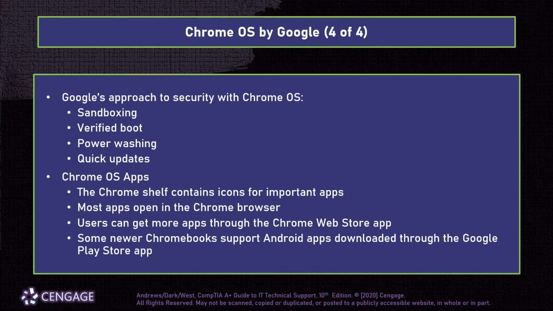Now, Google's approach to security with Chrome OS has 4 primary components: sandboxing, verified boot, power washing, and quick updates. Sandboxing just basically means we're going to run potentially vulnerable code in a contained environment by itself. Verified boot is going to be kind of like UEFI for Windows systems, to where we're going to make sure that we have the correct signatures, and we're going to have a handshake between the BIOS and the operating system before everything loads. Power washing is a good way to be able to kind of do a deep scrub and get rid of potentially hazardous things, or just delete things that we no longer wish to use. And then quick updates.